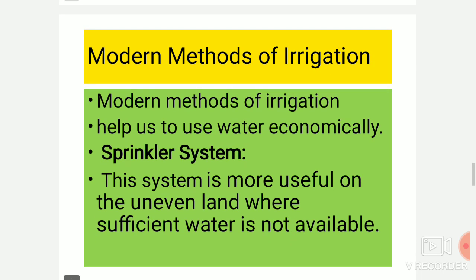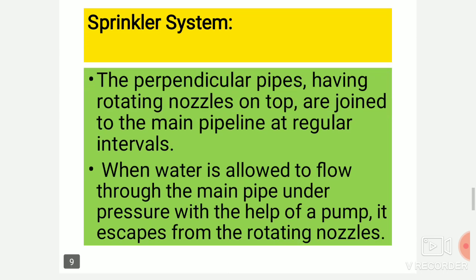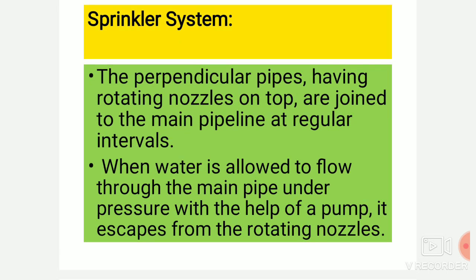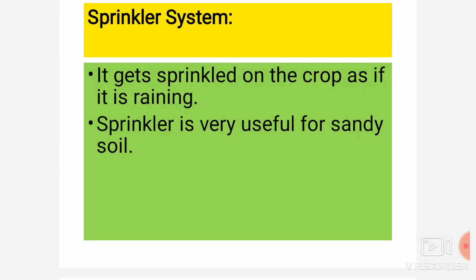So this was about the traditional methods. Now the modern method used for irrigation is the sprinkler system. This system is more useful on uneven land where sufficient water is not available. The perpendicular pipes have rotating nozzles on the top, which are joined to the main pipeline at regular intervals. When water is allowed to flow through the main pipe under pressure with the help of a pump, it escapes from the rotating nozzle and gets sprinkled on the crops as if it is raining, and this is very useful for sandy soil.